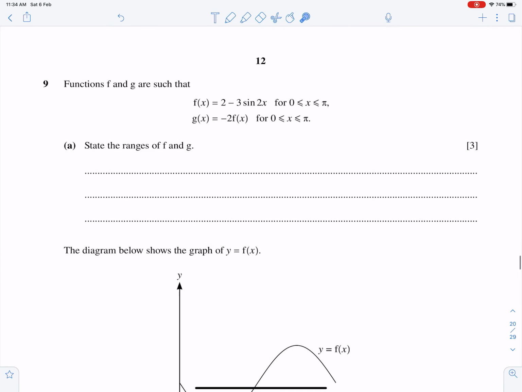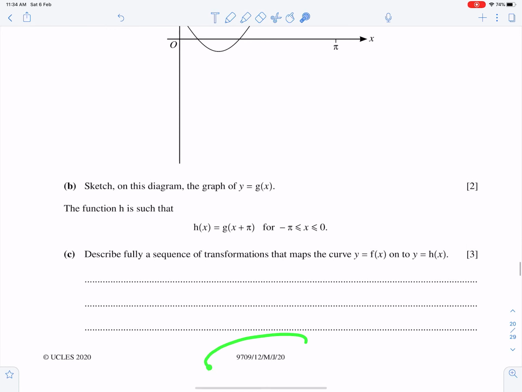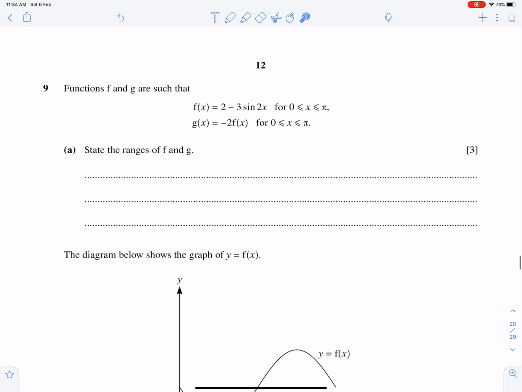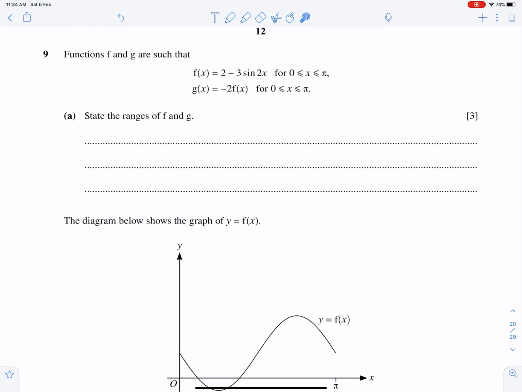Now the next question is question 9 of June 20, paper 1-2. The first part of this question: state the ranges of f and g. For that, you need to compare this equation with the standard equation. The standard equation is a sin(bx) + c. Get the values of a, c and b. For range, we need just the values of a and c. a is minus 3 and c is 2.